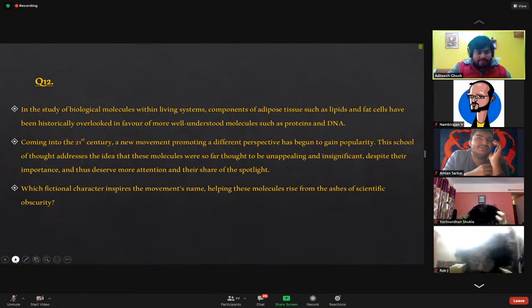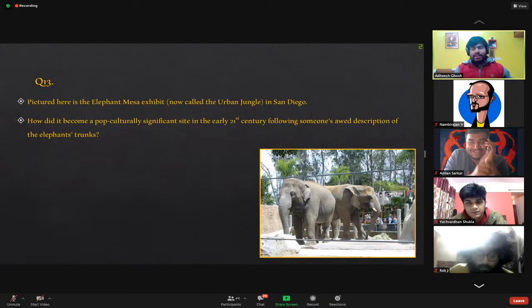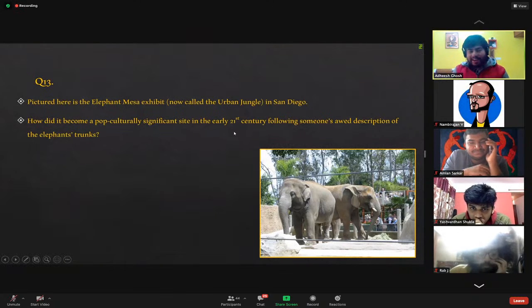So question number 13. This is the elephant Mesa exhibit. It's now called the urban jungle, and this became very popular in the early 21st century because someone did something here. You might be familiar with this view of how these elephants are looking. Try and think of the broad place where you might find an exhibit like this. Think of early 21st century contexts with those things in mind. You can either give me a proper name here, or you can describe things to me. Either works. There'll be a proper noun in either though, so keep that in mind.